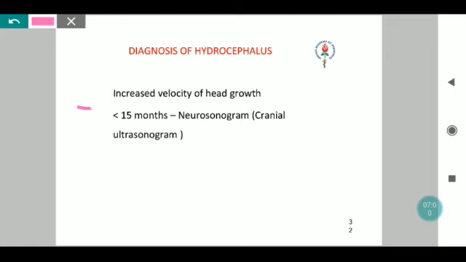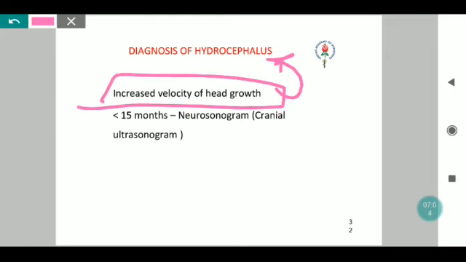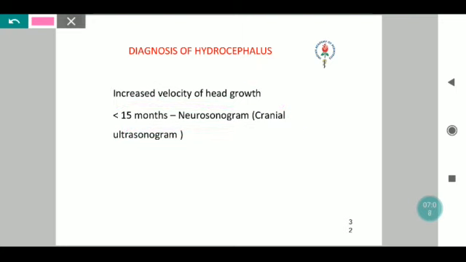Now, diagnosis wise, one simple criterion, of course, is merely increased velocity of head growth, and mere increased velocity of head growth should raise a clinical suspicion of hydrocephalus. And in children less than 15 months, a neurosonogram is diagnostic. That is, on cranial ultrasound itself, we will be able to pick up that there is an abnormal amount of fluid which is formed.